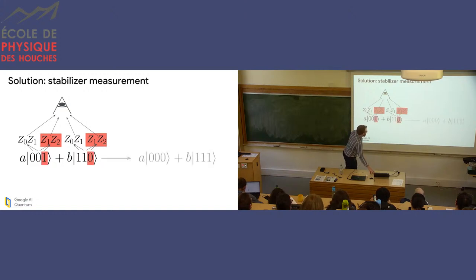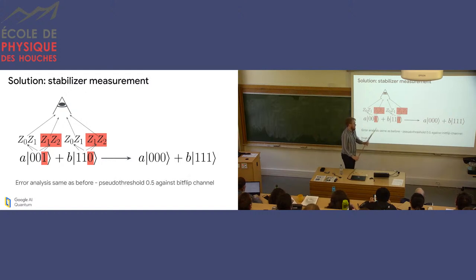Okay, you can identify that, and now I can do the flip without ever having to look at the state, right? Because we can do an X operation on a qubit. Cool, I've returned back there and I've succeeded. And so then the error analysis is the same as before. The pseudo threshold of the quantum repetition code is 0.5 against the bit flip channel. Assuming, now there's a couple of assumptions that made it into here, and so now let me try to break some of these assumptions.